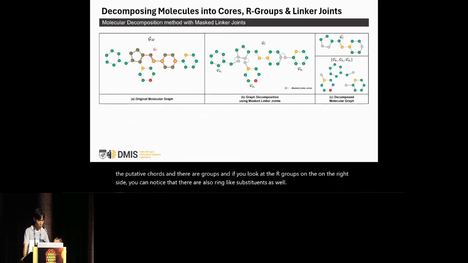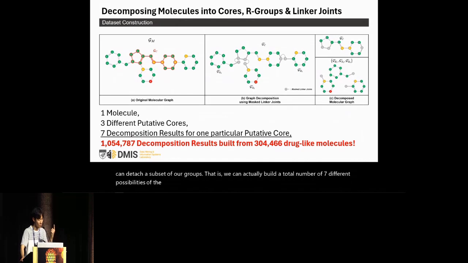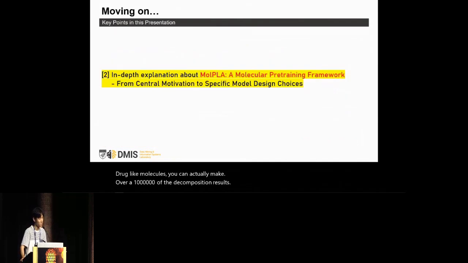And so once we do the decomposition, you may notice that we have one single putative core with 3 different R groups, but we don't have to detach all the R groups. We can detach a subset of R groups. That is, we can actually build a total number of 7 different possibilities of decomposition. So you have one molecule and 3 different putative cores and 7 decomposition results for one particular putative core. So basically, if you're given 300,000 drug-like molecules, you can actually make over 1 million decomposition results. So that was the end of our dataset construction.